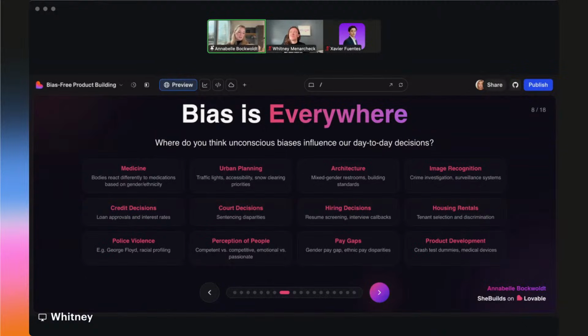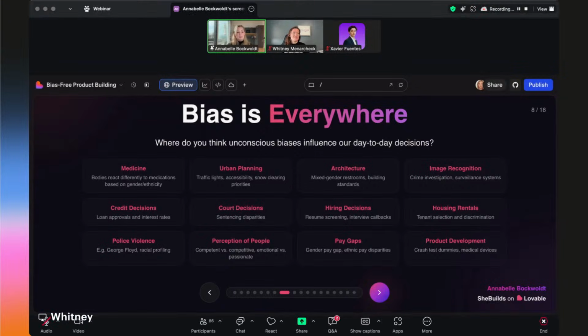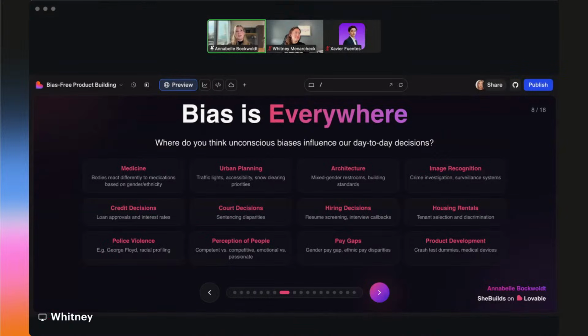Who gets the job? I'm living in Berlin, by the way, so is it the person with a more Western name or somebody with a less Western name? Most likely people still have the tendency and the bias to hire someone with a German sounding or Western name. But also, if it's a technical role, what are the odds that the role will be given to a guy instead of a woman? So these are the hiring decisions. Pay gaps is a prominent topic. Image recognition, I have an example on that one as well later on. Housing rentals, who gets the apartment, and product development, which is our topic for today.